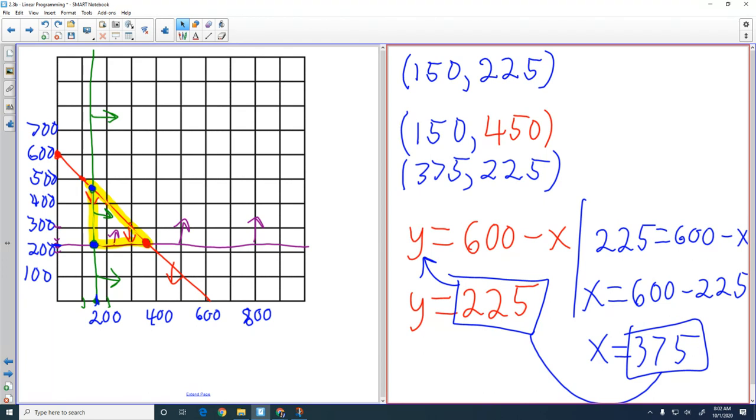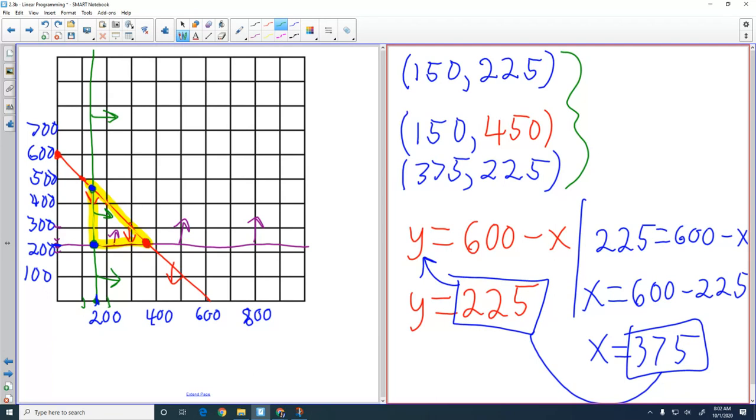All right, so we've identified those three critical points: 150, 225; 150, 450; and then 375, 225. So right now, back to the word problem, we're trying to maximize our profits. I want to know how much lumber and how much plywood I should sell to make the most money. And I know that the best combination is going to be from one of these three combinations right there. Remember, the x coordinate is the number of lumber, the y coordinate is the number of plywood that we should sell.